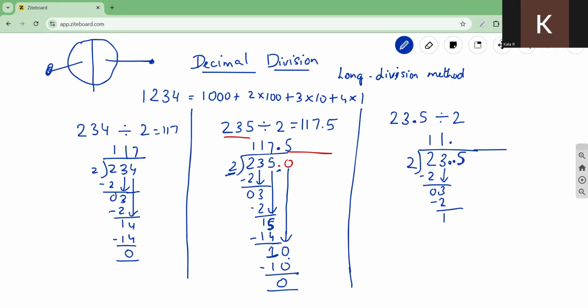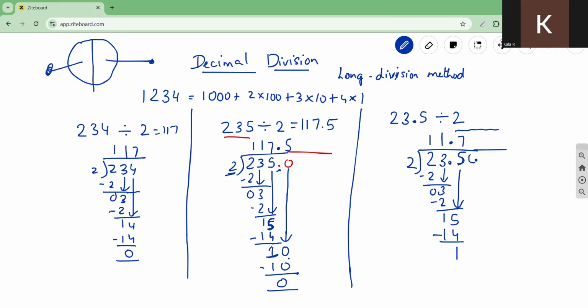So I'm going to put the decimal point in the quotient, because after this, whatever comes in the quotient are fractions. Okay, so I have put the decimal point because after the 3 there's a decimal point. Now I take the 5 down, so it becomes a 15. 7 times 2 is 14, and the remainder is 1.